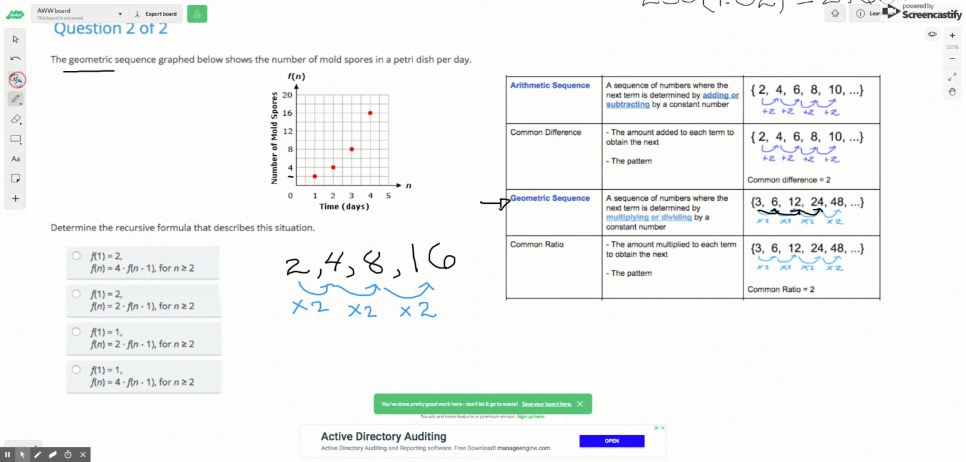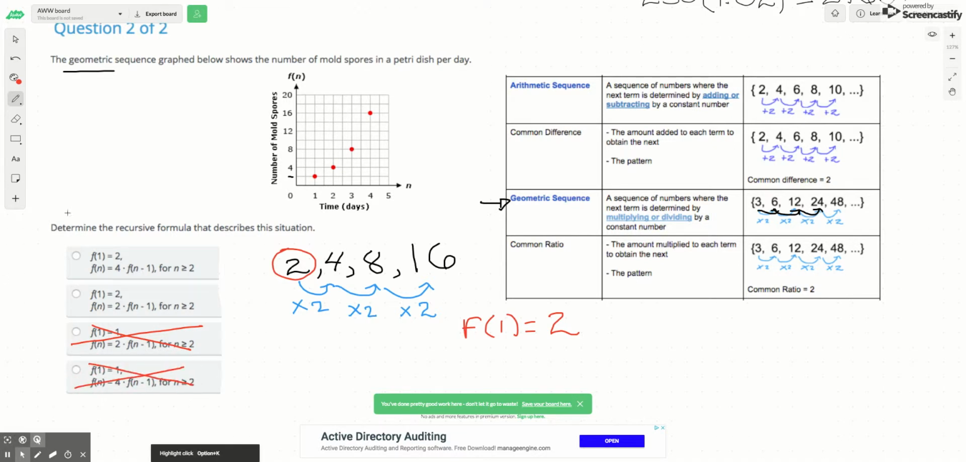Now let's make this into our recursive equation. f of 1 is always going to be the very first term in the sequence. My very first term here is 2. Now, once you get the first term, what you want to do is go to your options and start eliminating the ones that don't match. This one tells you that the first term is 1. It is not 1. The last one also tells you that the first term is 1. You do not want 1. So it's between the first one and the second one.